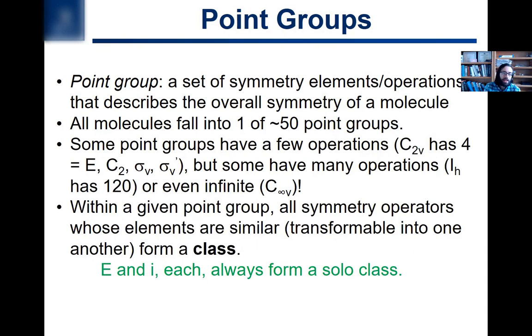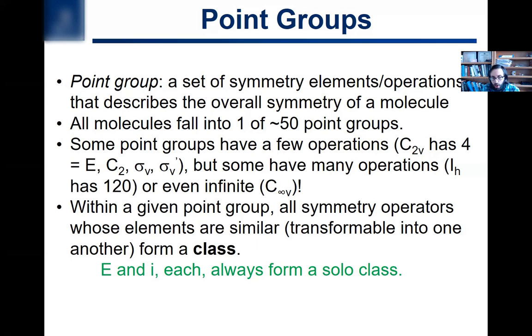Okay. Within a given point group, all symmetry operations whose elements are similar form a class. There's a rigorous definition: roughly, they can transform into one another. We're not going to go over the rigorous mathematical definition, but for us, it's all symmetry operations whose elements are similar. So what does that mean? Certain types of rotations will probably go together. Like all C4s might go together, or all C2s, or all sigma v's, or all sigma h's.